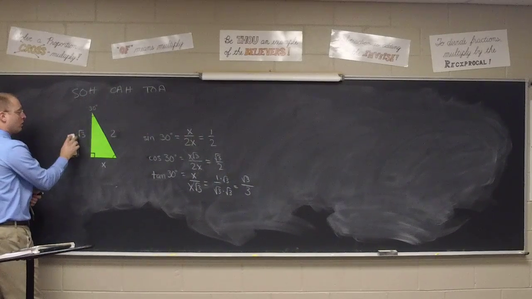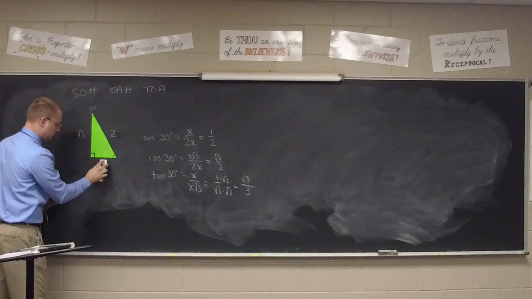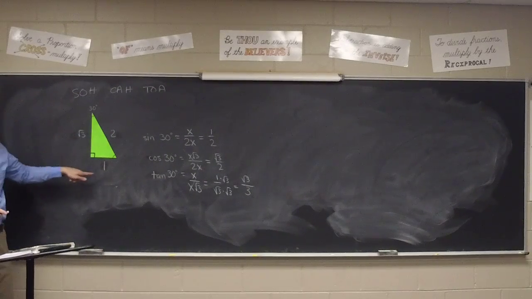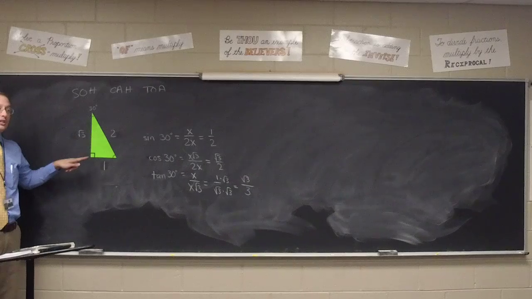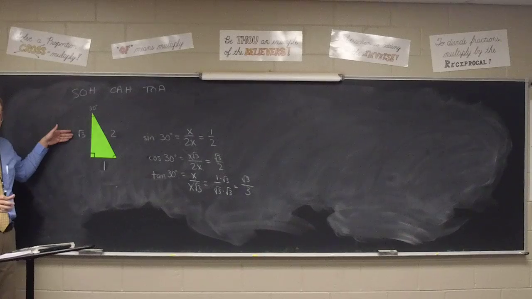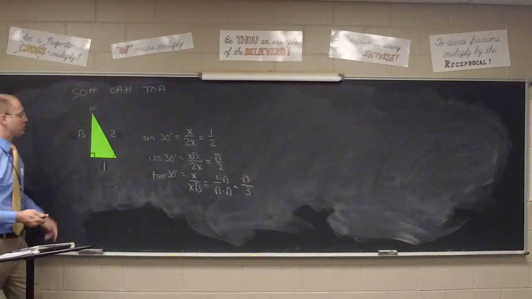Let's call this 2, square root of 3, and 1. And these are the new numbers I want you to think for your 30, 60, 90. Don't think in terms of x and 2x and x square root of 3 necessarily. Think 1, 2, and square root of 3. Make sense? Let's do this for 60.